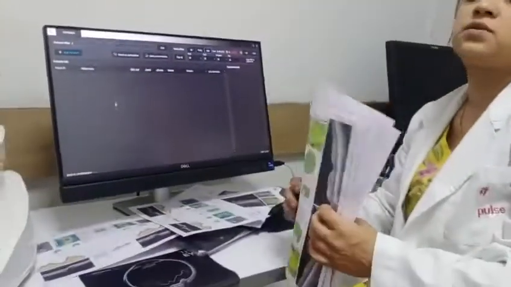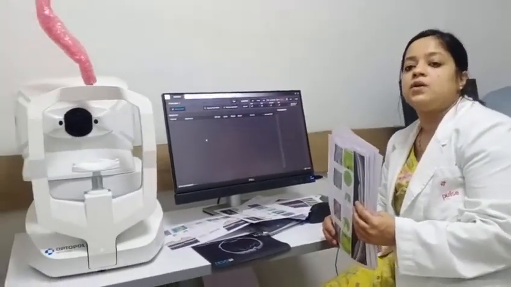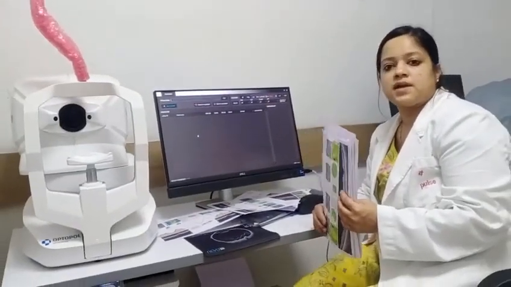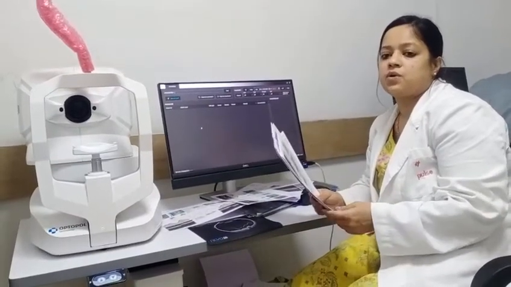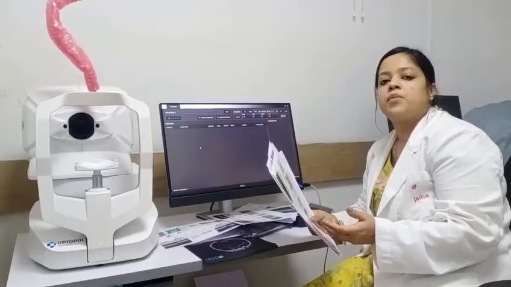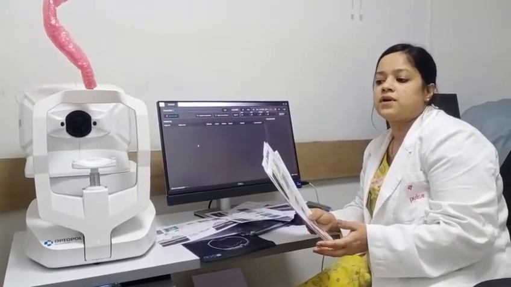So basically, I want to say that this OCT is very sensitive and very useful for the doctors as well as the patients, and it hardly consumes time. So in a few minutes we can take proper scans, and we can treat the patients.